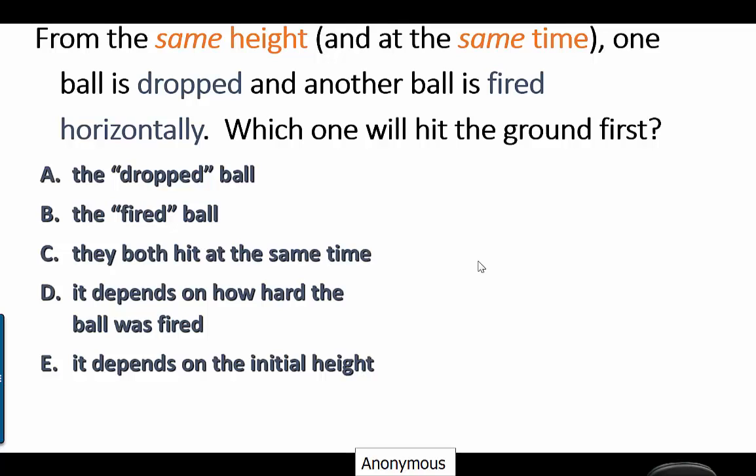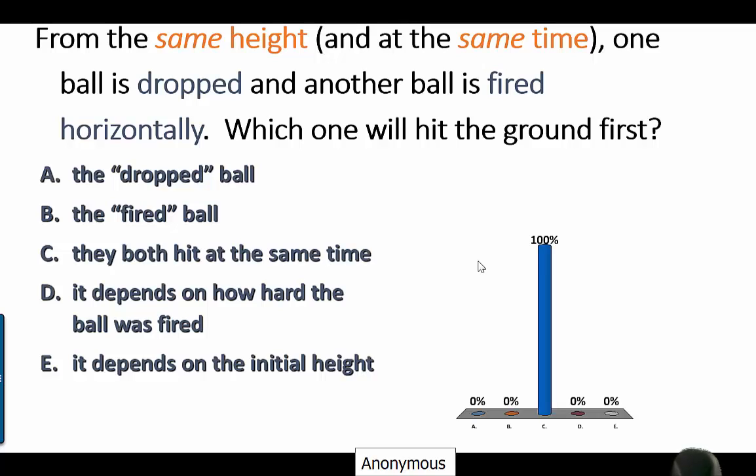Please. Polling ended. 100% C. Let's see if that is true. Fortunately for us, we've got this cool gadget here, and we will demonstrate it.